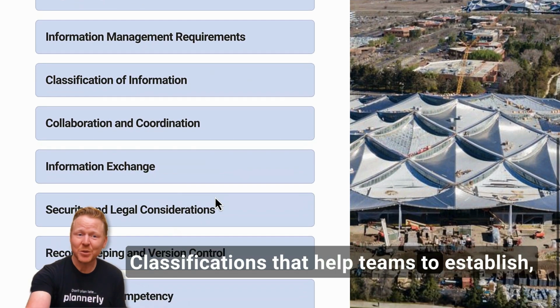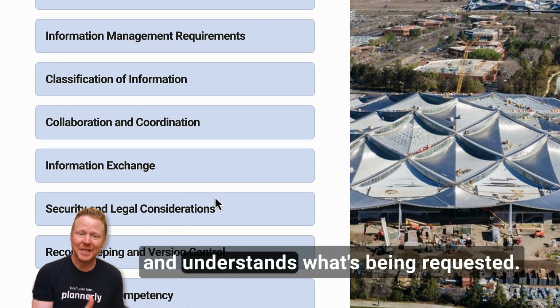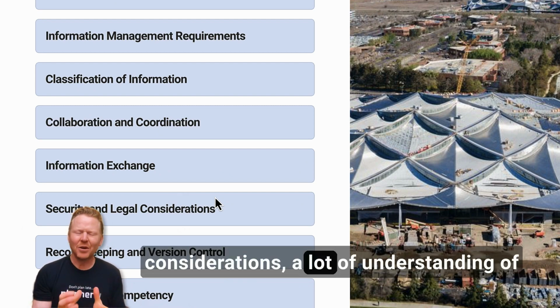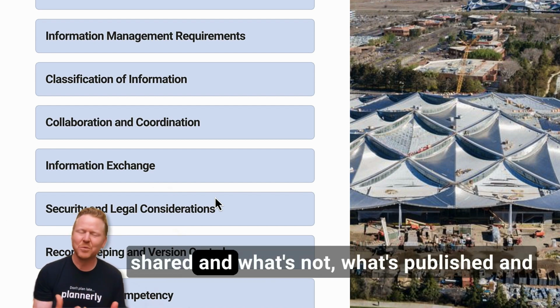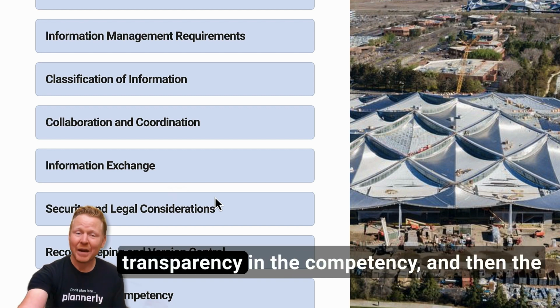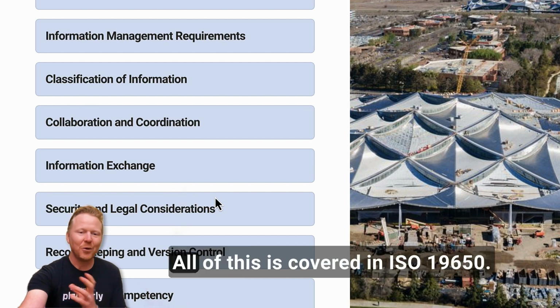Classifications that help teams to establish the same language so that everyone communicates and understands what's being requested. Going right the way through, legal considerations, a lot of understanding of how to keep records and versions and what's shared and what's not, what's published and authorized for use, and understanding transparency in the competency and then the gaps for training. All of this is covered in ISO 19650.